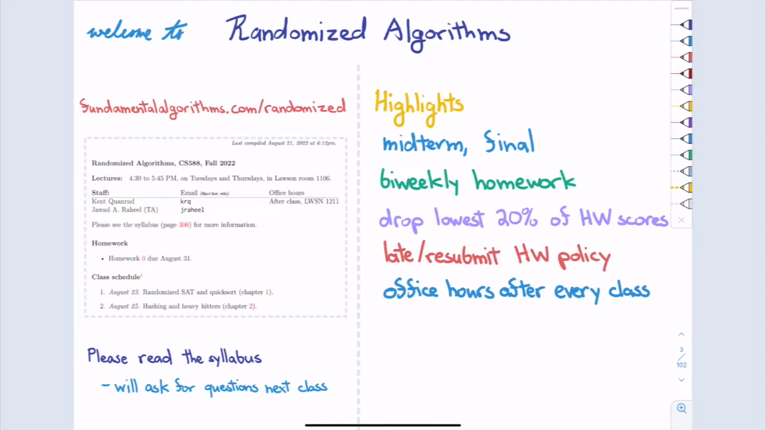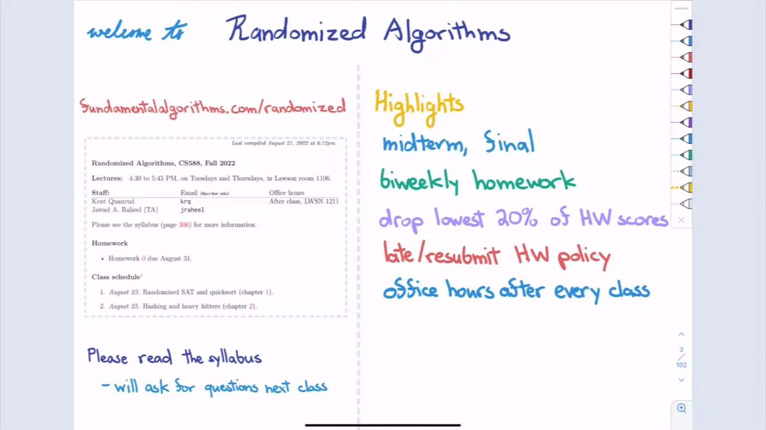So this is a moderately serious course because I believe it fulfills an important requirement for some of the graduate students. So we do have to have a midterm and a final. We'll probably have homework roughly every other week, although homework zero is due next week. Homeworks will be due on Wednesday nights at midnight, roughly.